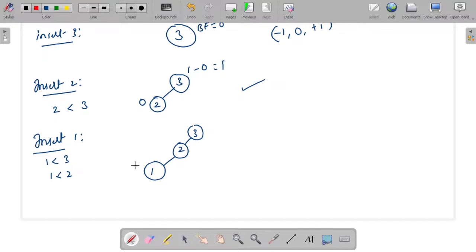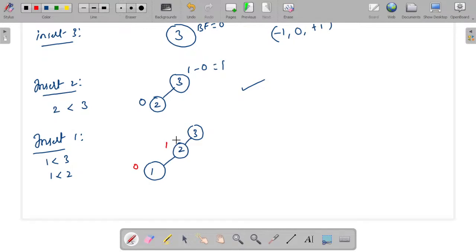So the balance factor for the leaf node is going to be 0. And for this node, it is going to be 1 minus 0. 1 because in the left subtree there is one child node and that is the deepest child node. And in the right subtree, I don't have any value. So it is going to be 1 minus 0, so we will end up with a balance factor of 1.